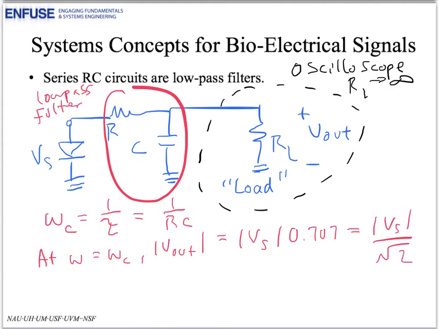So if we're at frequencies greater than omega c, then the magnitude of V out goes to 0. And if we're at frequencies below the cutoff frequency, then the magnitude of V out approaches V sub S.